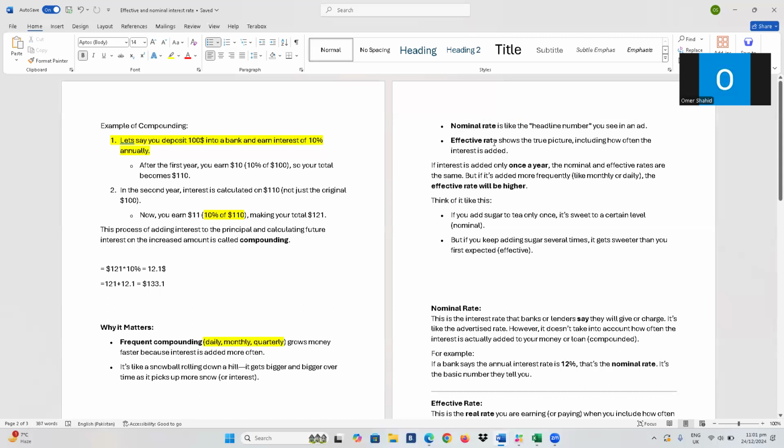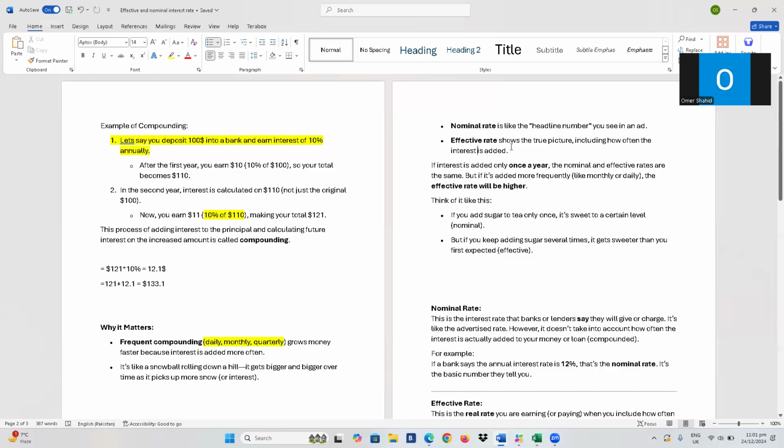For example, the nominal rate is like a headline number you see in an ad. For example, you see the advertisement and you see that XYZ bank is offering you interest at 10% annually. So that's what is called the nominal rate.